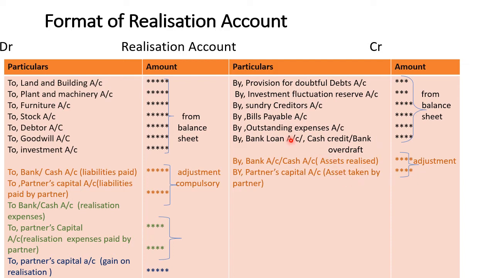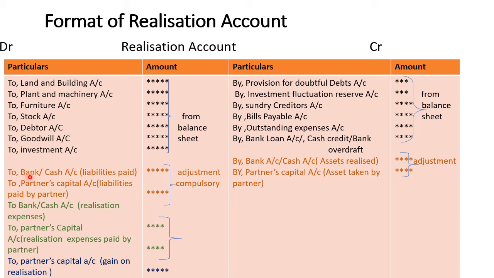Next, we have to pay off the liabilities from the amount realized from the sale of assets. While paying off the liabilities, if it is given in the adjustments, you will make the payment accordingly. And if no detail is given in the adjustments, you have to pay it compulsorily. Paying off liability is compulsory. The same amount which you wrote on the credit side will be recorded on the debit side under the head to bank account or cash account.